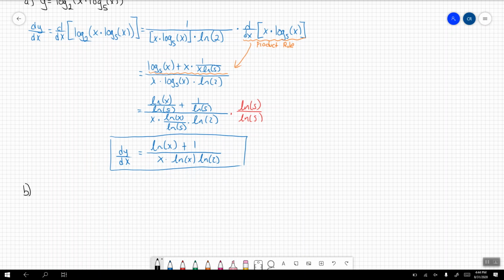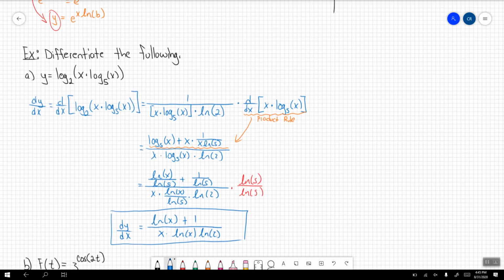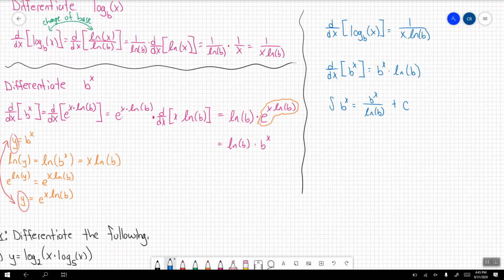Part B. Let's work with the function capital F of t is equal to 3 to the power of cosine of 2t. Okay, so again, what I'm noticing here is that my variable is in the exponent, and since my variable is in the exponent, I know I'm going to have to use some type of exponential derivative. The ones that we stated before, the two properties, as you see on the top of your screen, I'm going to be using the second property, which means I'm going to be taking the derivative of a base raised to some power.